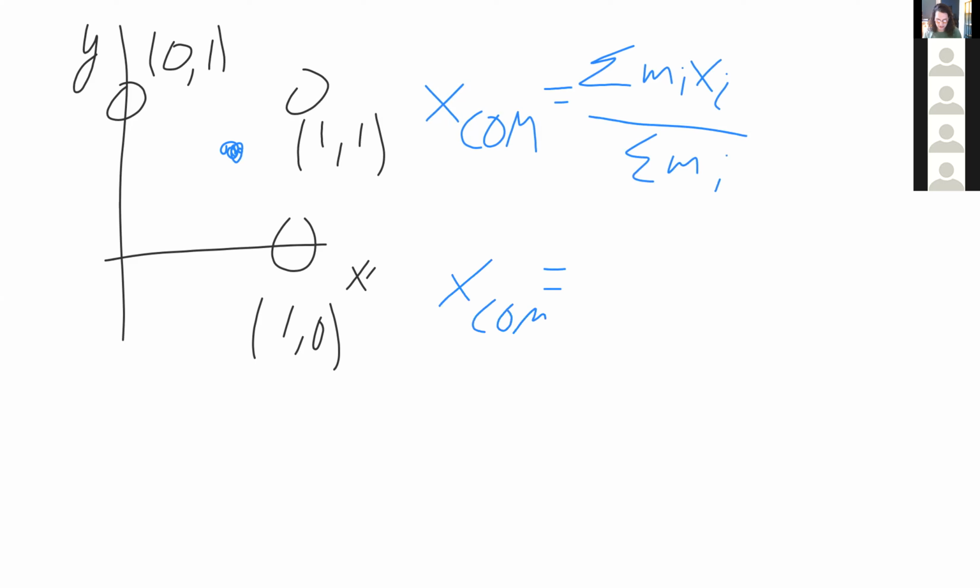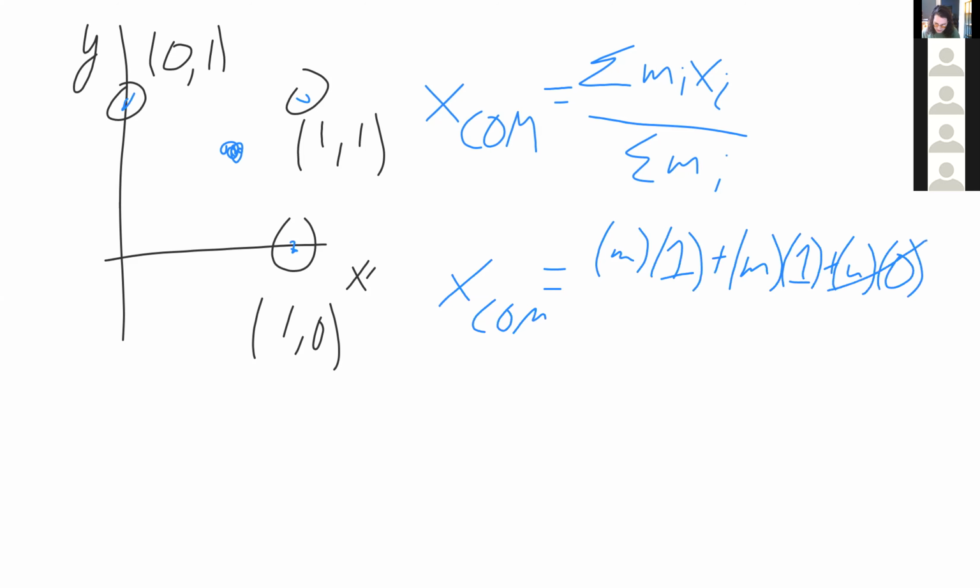I have three particles, starting with this one. The x position there is 1, and each of these particles has a mass m, so it'd be m times 1. Then plus, this particle also has an x coordinate of 1, so that would also be m times 1. The x coordinate of my third particle is 0, so it'd be plus m times 0, which will just be 0. Then I divide by the sum of the masses. I have three masses of mass m, so that'll just be 3m.